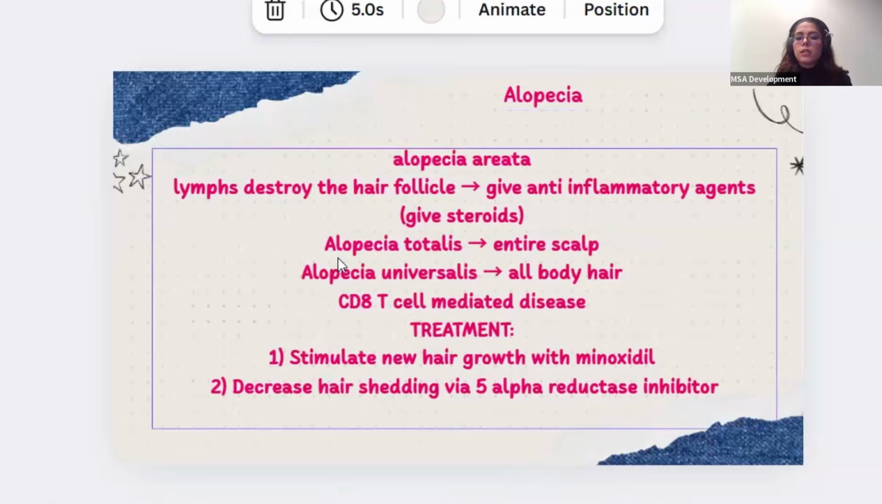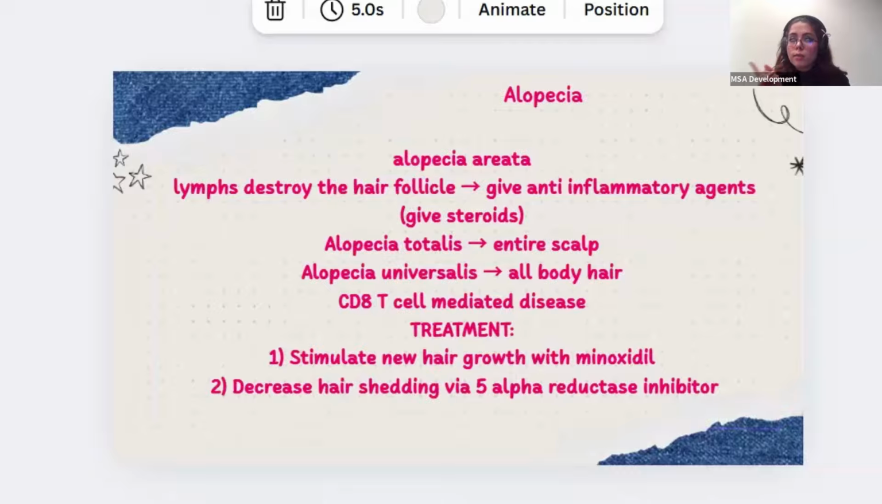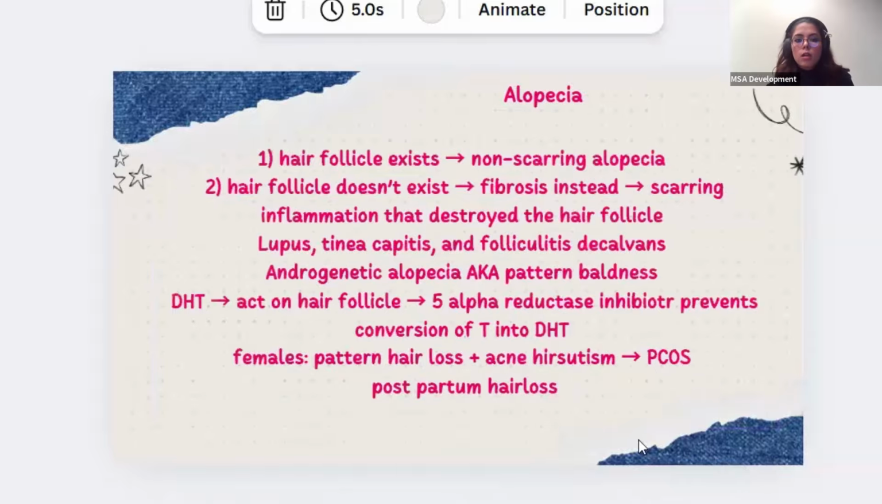Alopecia totalis is the whole scalp. Alopecia universalis is all of the body. You stimulate new hair growth with minoxidil and decrease shedding via a 5-alpha reductase inhibitor, which is finasteride, which I believe is also a drug used in BPH, benign prostatic hyperplasia.